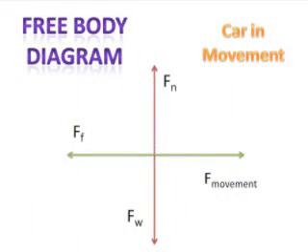Here we have a free body diagram for the car in movement. As you can see, each of the arrows in the free body diagram shows a different direction of the forces that were acting upon the car. The downward arrow, labeled FW, is the force of the weight of the car pushing down on the ground, and Fn is the normal force of the ground pushing back up on the car.